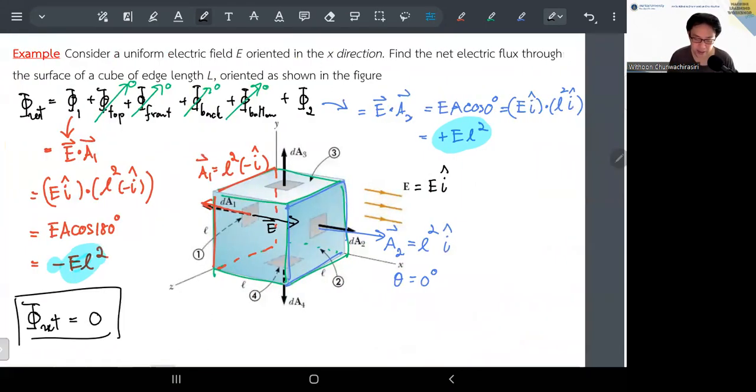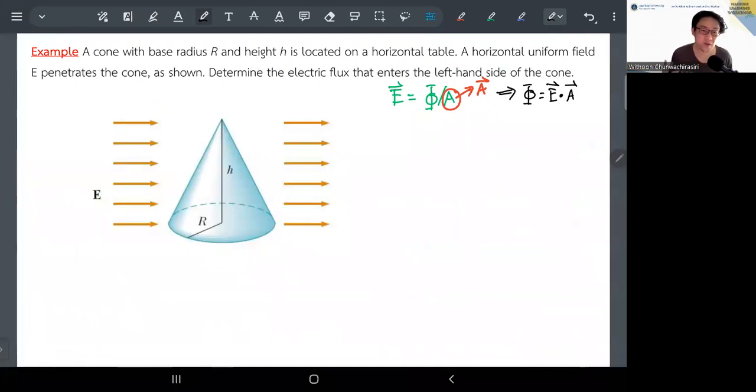So let's apply that one more time here, and let's see if you can come up with an intuitive idea of what that dot product is trying to do, and what the flux calculation is in some maybe more complicated shape. Now take a look at this. You have a cone with base radius r and height h, located on a horizontal table. Now you have a uniform horizontal field piercing from left to right. Determine the electric flux that enters the left hand side of the cone. What do you think about this?